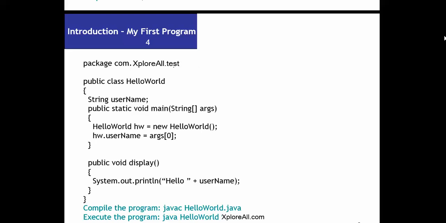Now I want to display this username. So I don't pass it again to the display method. I'll just put public void display, and I'm going to just display System.out.println hello username. Since username is public, it can be accessed throughout my entire program. I hope you got my examples clearly.